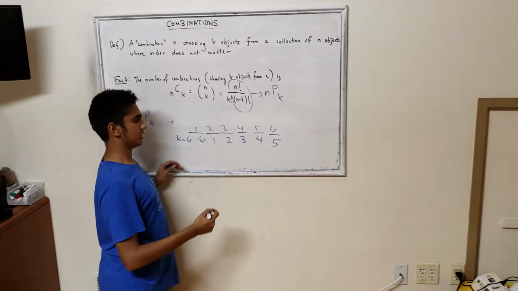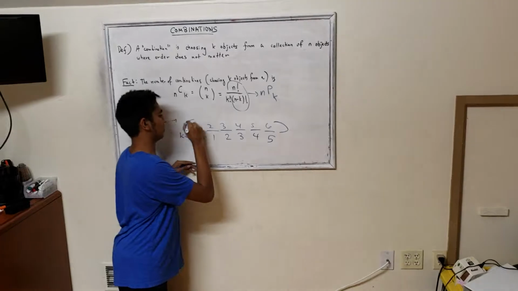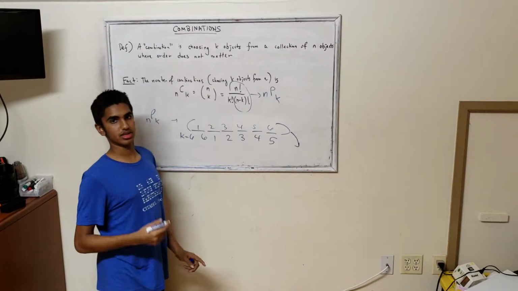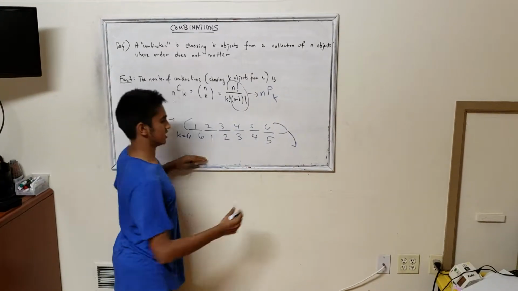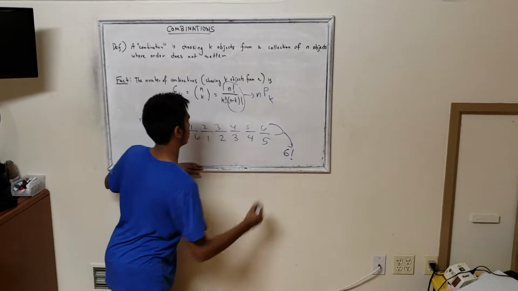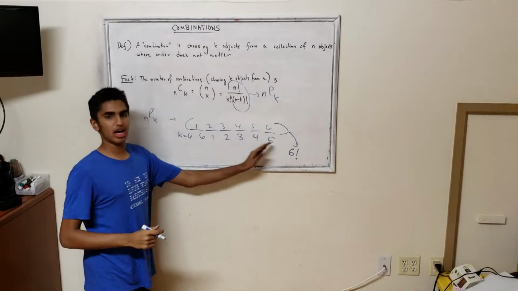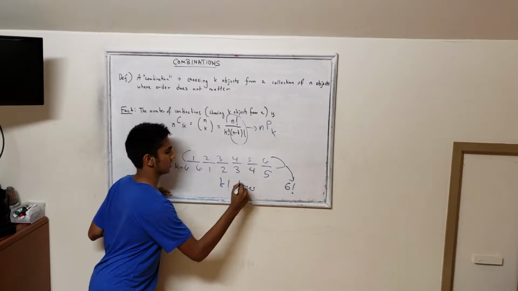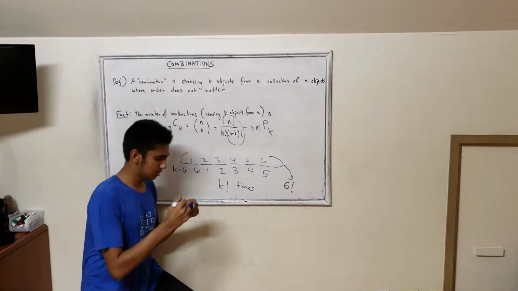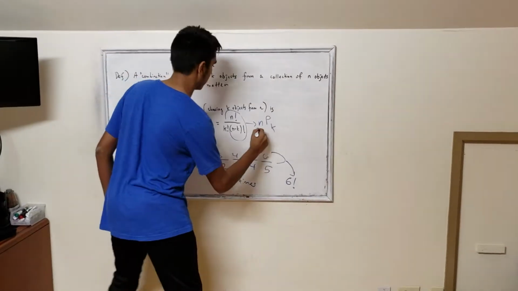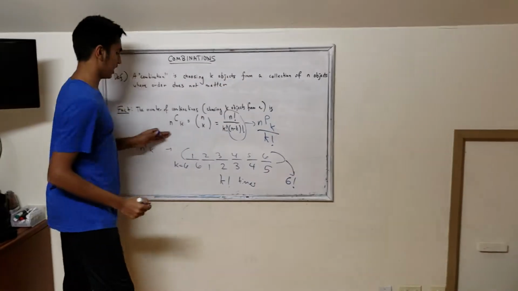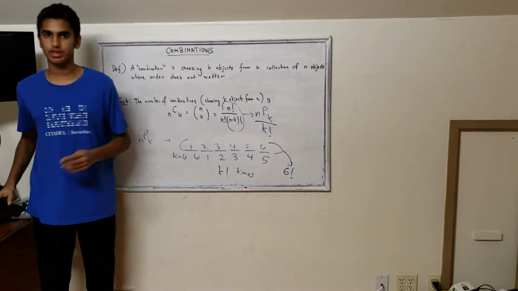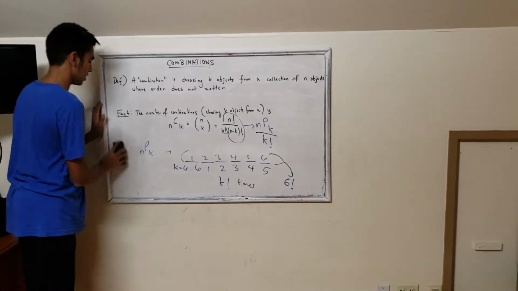And we could have different elements too. But the point I'm trying to make is that this one combination of 1, 2, 3, 4, 5, 6 gets recounted 6 factorial times, because there's 6 factorial different orderings of this from our permutation formula. In general, if we have k objects, we're going to have k factorial times each thing. So in order to compensate for this, we have to divide this by k factorial to get n choose k.